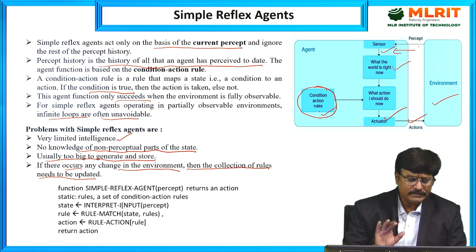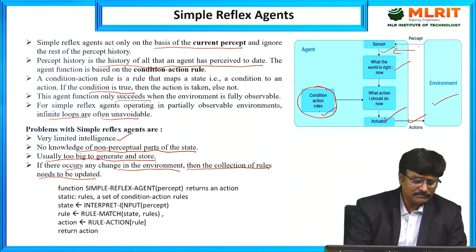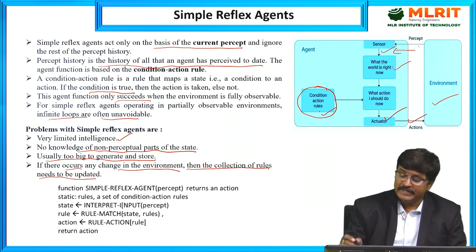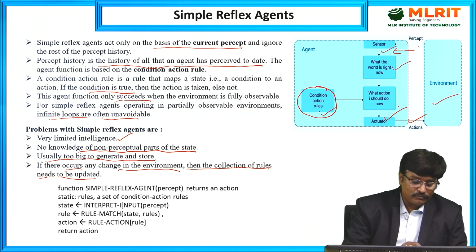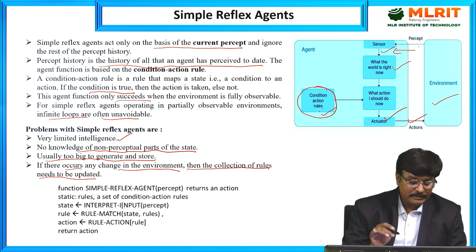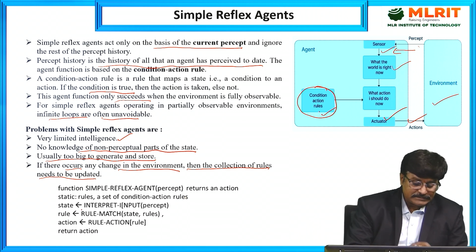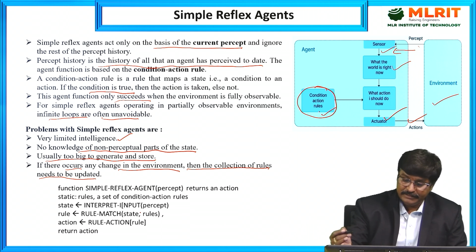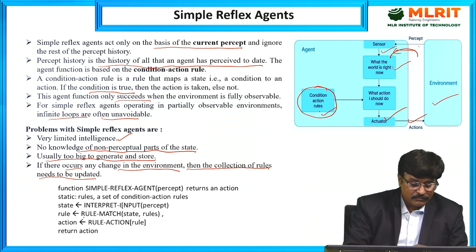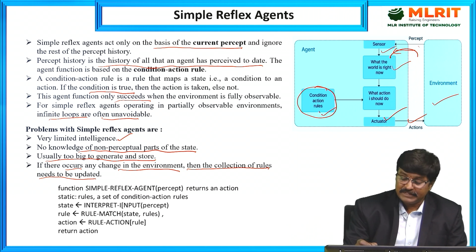So these are very limited functions, working based on the algorithm-like function. The simple reflex agent function takes static rules, a set of condition-action rules that we mention here. It interprets the input as the present state. Then comes the rule match: if the rule matches, it will execute; otherwise it will not.